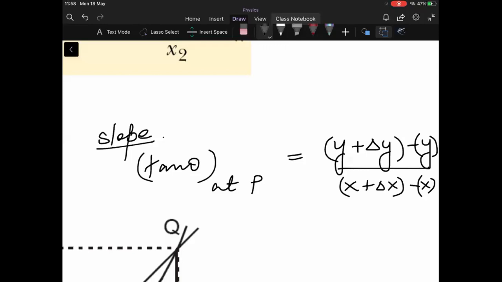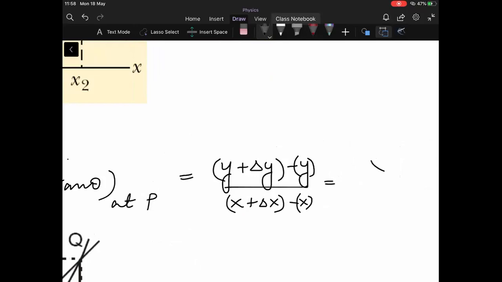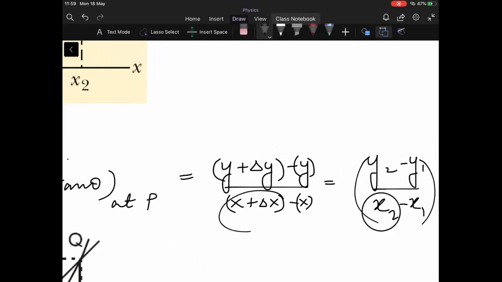So what you are doing is, to find the slope, what you used to do is you found the difference in the values of y, y2 minus y1, and x2 minus x1. So x1 and x2: x1 is x, and x2 is x plus delta x. Is the point clear? Okay, so now we know this.